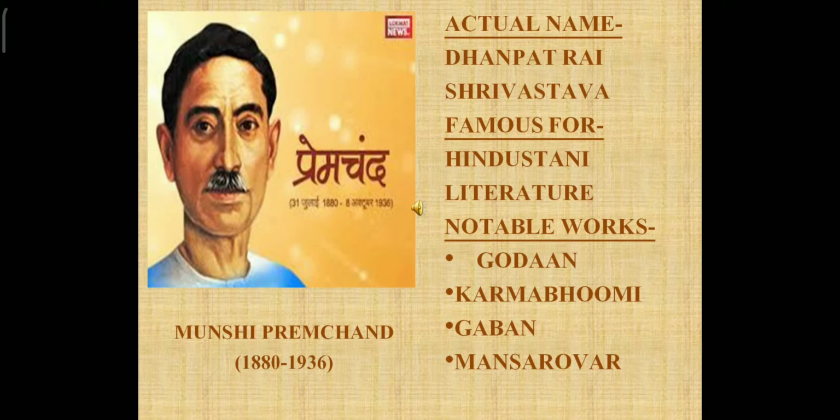All right, students. Now the picture that you can see on your screen is that of Premchand. He was famously known as Munshi Premchand, and he was born in the year 1880 and he died in the year 1936. Now let us look at some of his details. His actual name was Dhanpat Rai Srivastav.